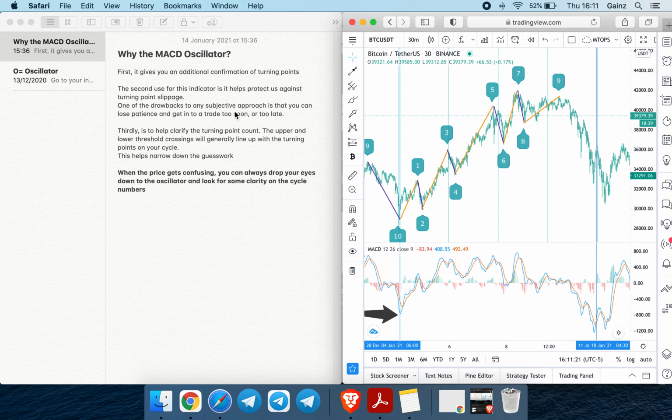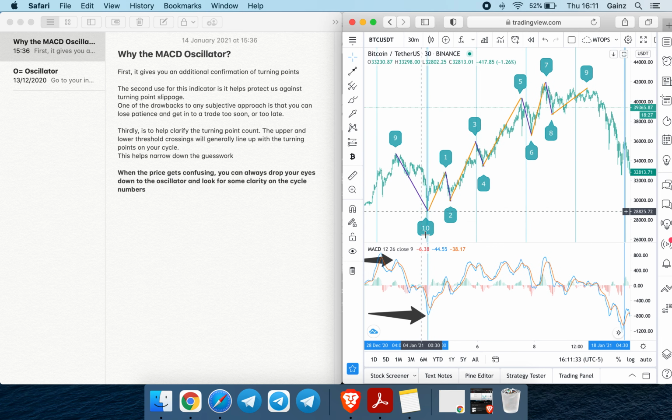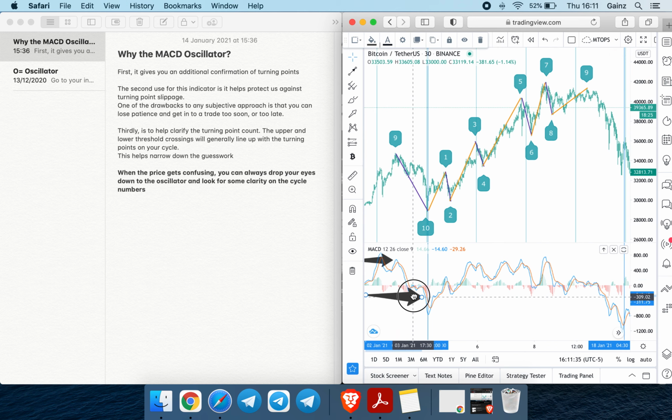One of the drawbacks to any subjective approach is that you can lose patience and get into a trade too soon or too late. So when you get into a trade around here, there can be a turning point slippage where it drops off to over there. It's always best to wait for a turning point to be exhausted and go up in that direction.